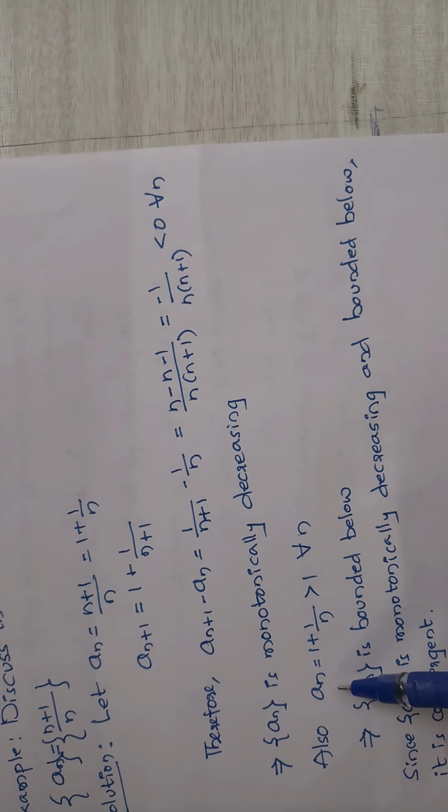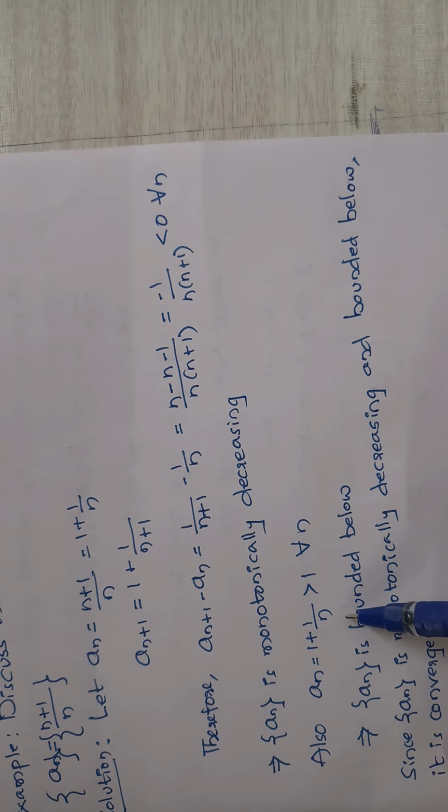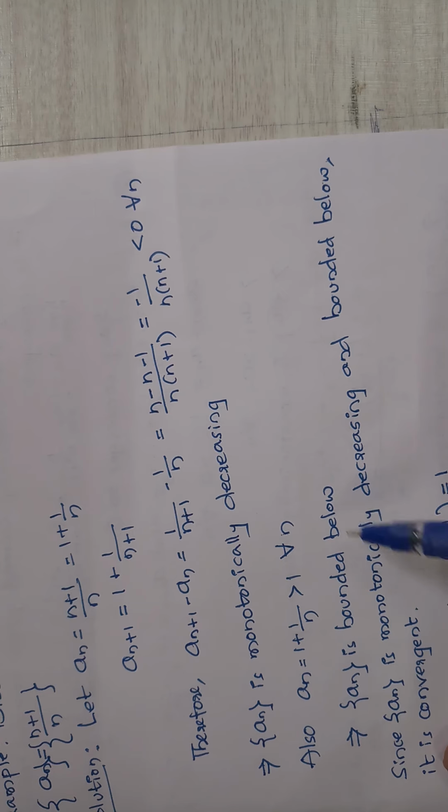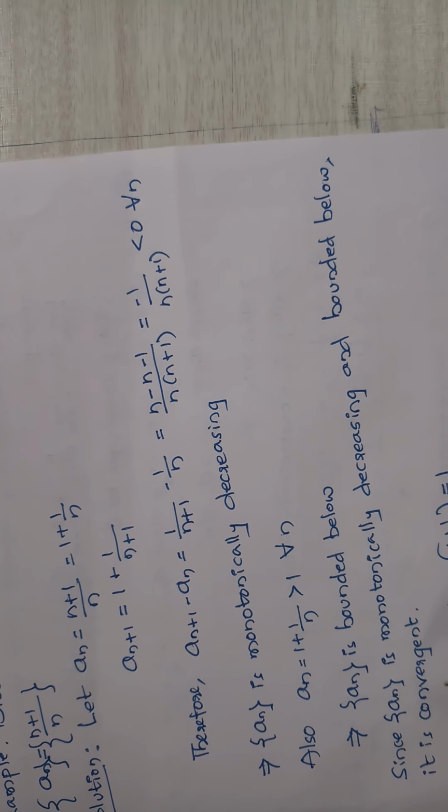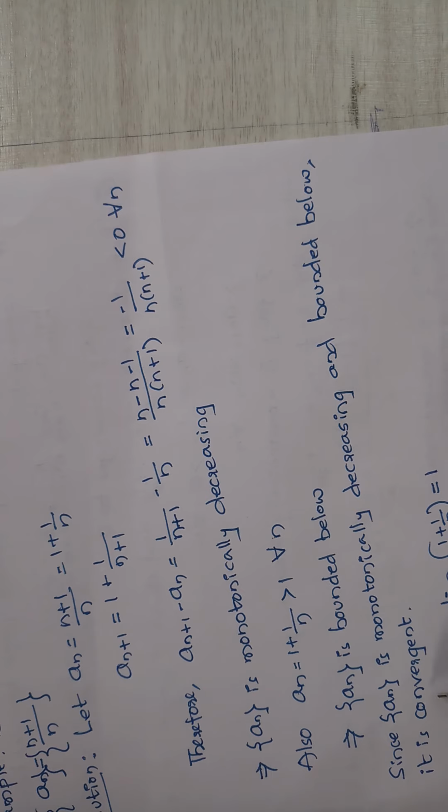So also I am taking here an is equal to 1 plus 1 divided by n. So if you put any value of n, this is strictly greater than 1, means the given sequence is bounded. Okay, so therefore this is greater than 1 and this is less than 0, means the given sequence is bounded. So since an is monotonically decreasing and bounded below, therefore it converges, it is convergent.